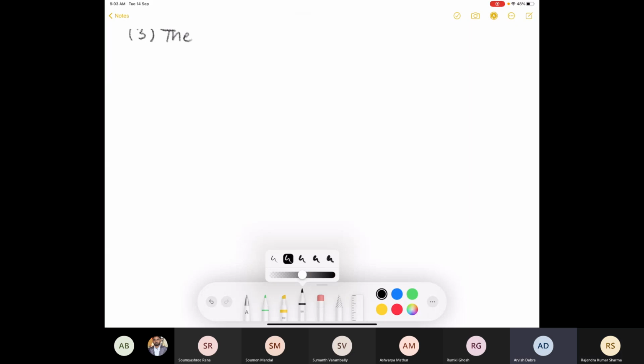Sir chose the second one, the green in color. Then select the color black. Okay.